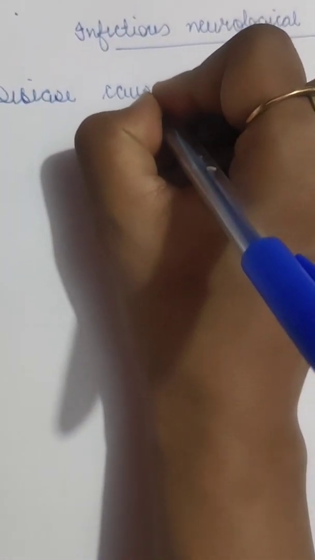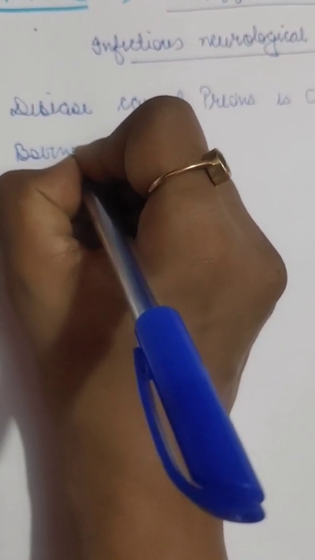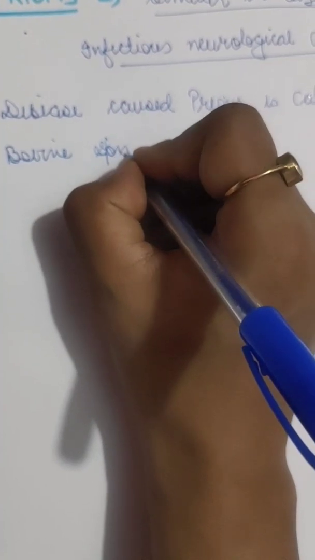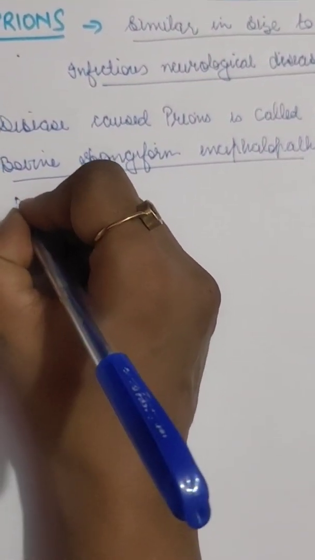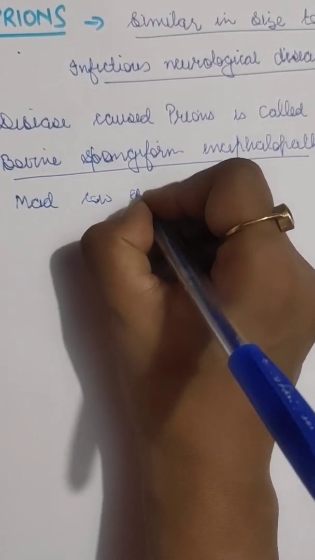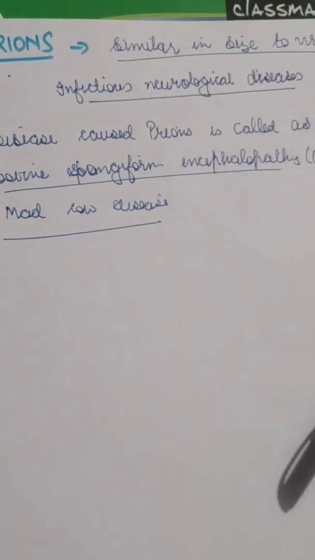So the disease caused by prions is called bovine spongiform encephalopathy, which is commonly called BSE, or the mad cow disease. That means as it's a neurological disease, it causes mad cow disease in cattle.